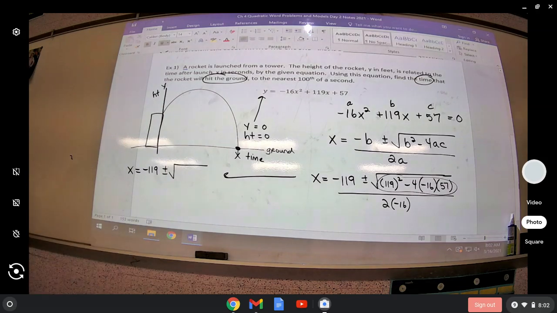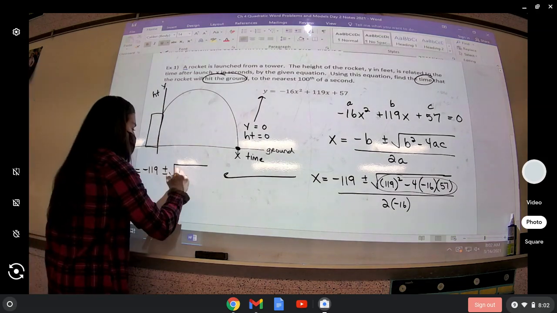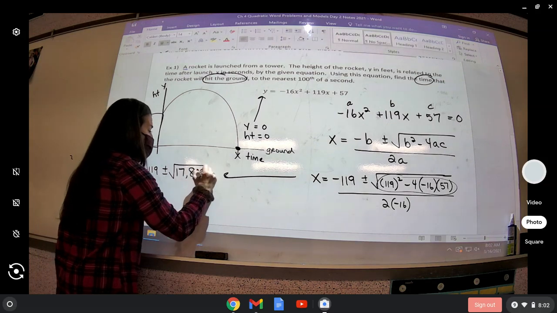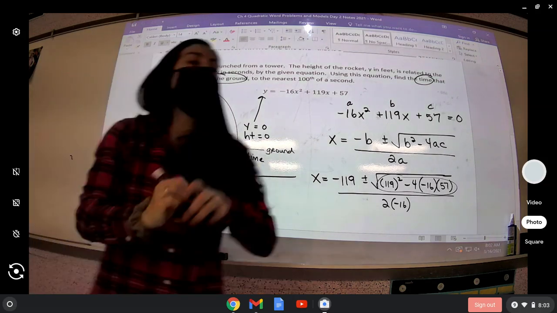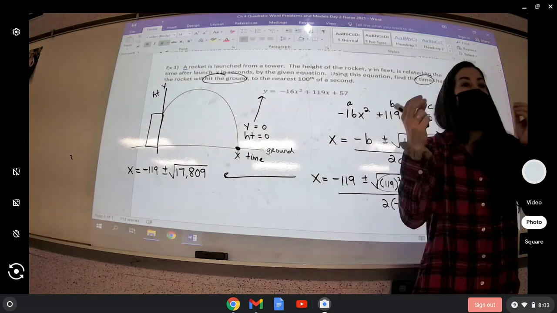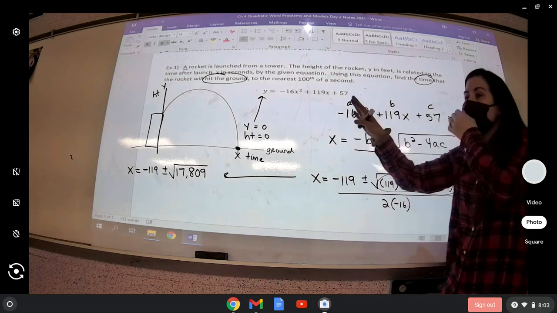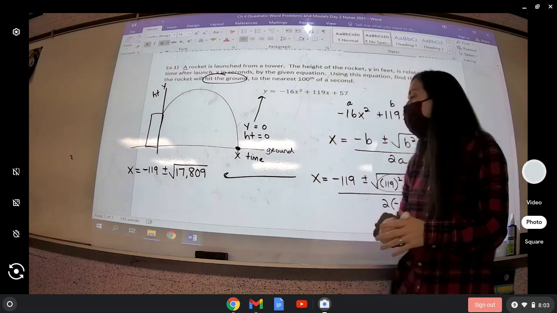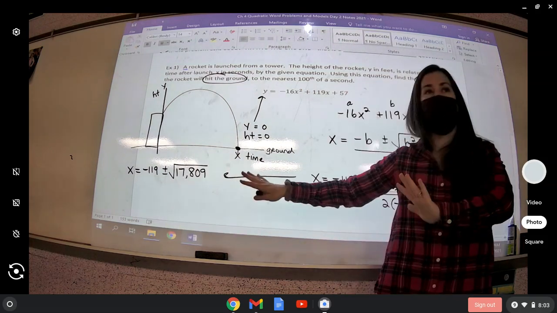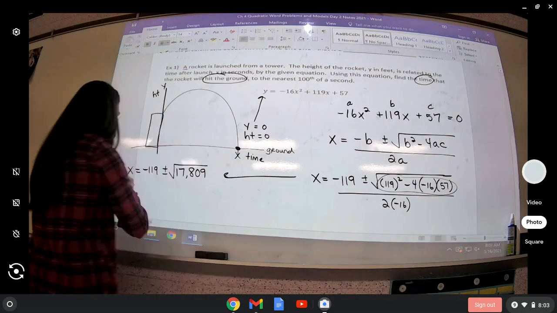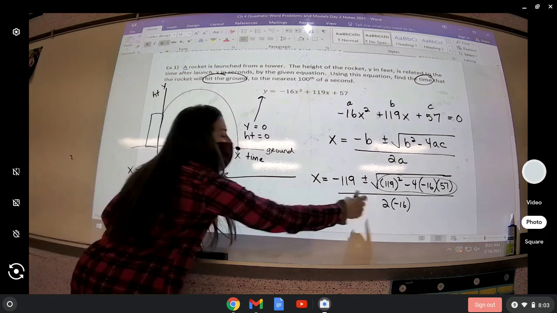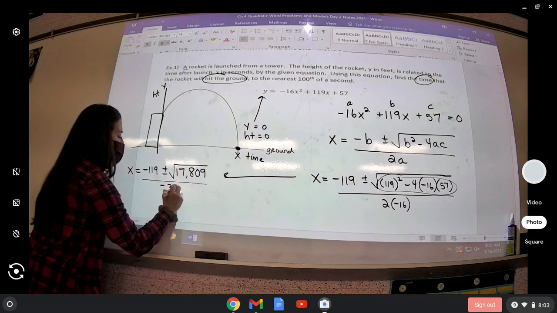I wrote it down. You should get 17,809. But do yourself a favor, guys. Like I said, they're going to be very picky about your rounding when they ask you to round your answer with the whole estimating and whatnot. So don't take the square root of that number yet. And then it's all going to get divided by negative 32.